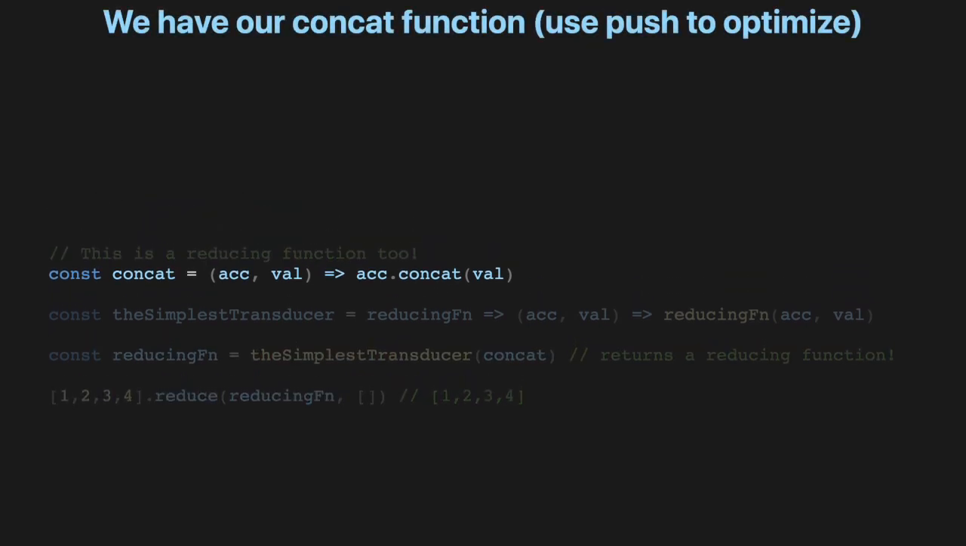So we have a concat function, which is itself a reducing function. And I will note here, since we're using arrays, concat will create an intermediate array, which you may not want. And in fact, since we're talking about transducers, you probably don't want to do that. So you could use .push here instead, but you'd have to remember to return the accumulator, because whereas concat will return the new array, .push will not.